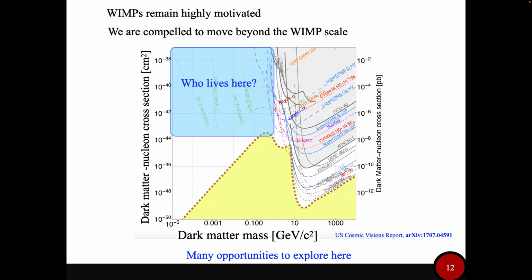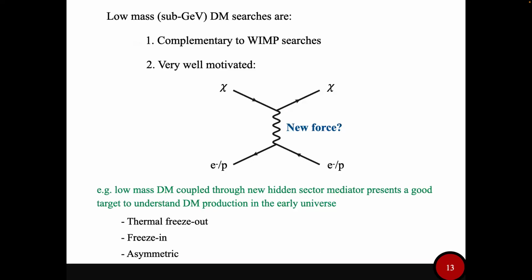And so the question is, who or what lives here? And how can we find the dark matter that lives there? What are the opportunities for us to look for dark matter in this case? I'm going to be talking about low mass or sub-GeV dark matter searches, just below a GeV. These are complementary to WIMP searches. We're not replacing WIMP searches, we're just saying, while we're doing this, let's do this in parallel.